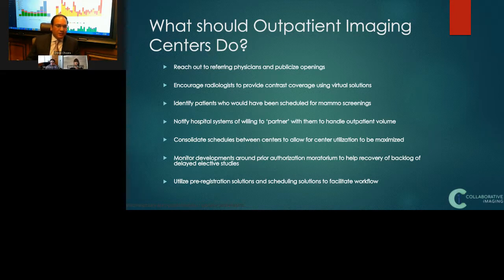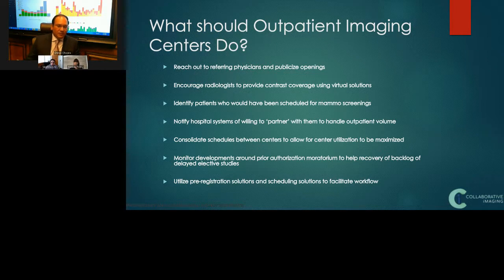Monitor developments around the prior authorization moratorium. Prior authorization is a very cumbersome process. It's very inefficient. We're talking with the ACR to try and get those requirements relaxed. So let's monitor those. And as soon as we can get that relaxation done, let's make sure that we reach out to patients and get those patients in and reallocate our staff so they don't have to focus on the prior authorizations. And then utilize pre-registration solutions and scheduling solutions to facilitate workflow.